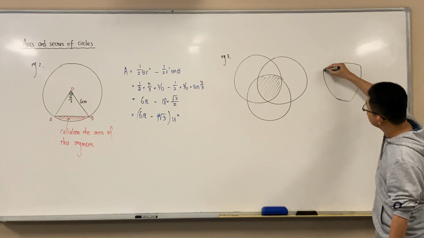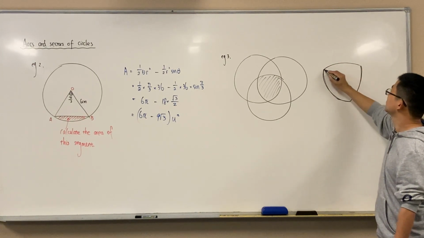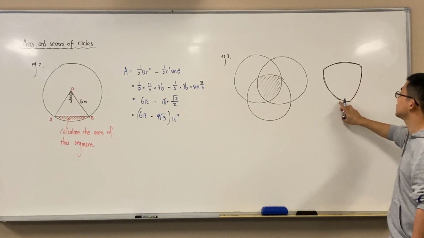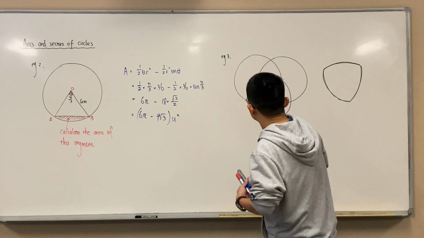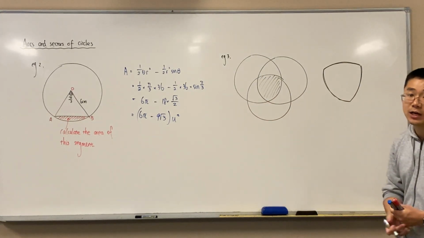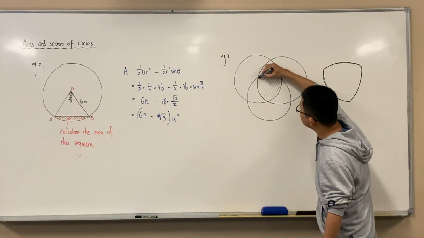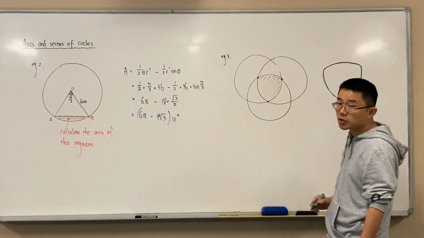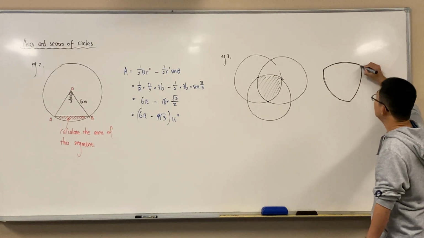Each of these is just part of the circle. They're all equal circles. Each of these arcs is just part of the circles, and you need to find the area of this shape. I do need to give you more information about the diagram, otherwise you can't do it. Those are the centers of each circle.